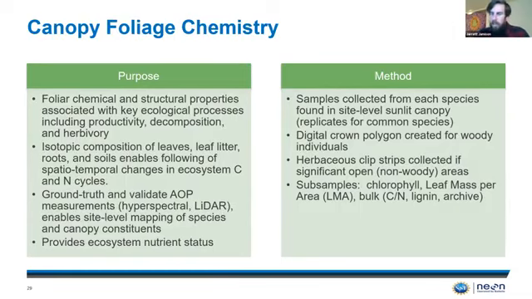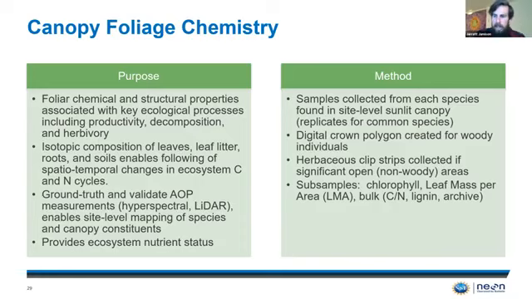Canopy foliage chemistry. So NEON quantifies changes in foliar chemical and structural properties over space and time, as these are commonly associated with key ecological processes, including productivity, decomposition, and herbivory. Similarly, NEON measures the isotopic composition of leaves as well as leaf litter, roots, and soils, thus enabling end users to follow spatio-temporal changes in ecosystem carbon and nitrogen cycles.